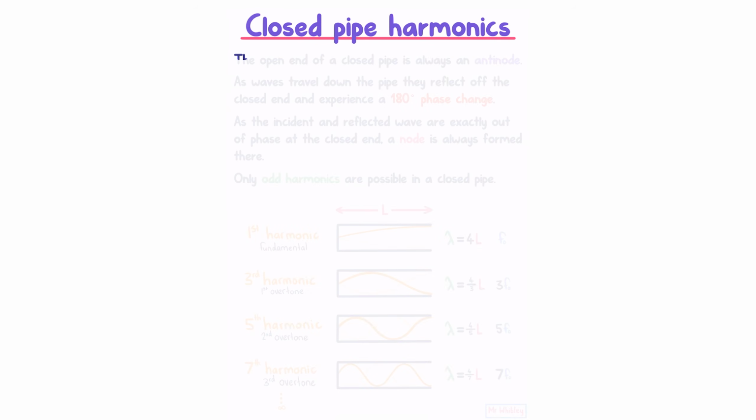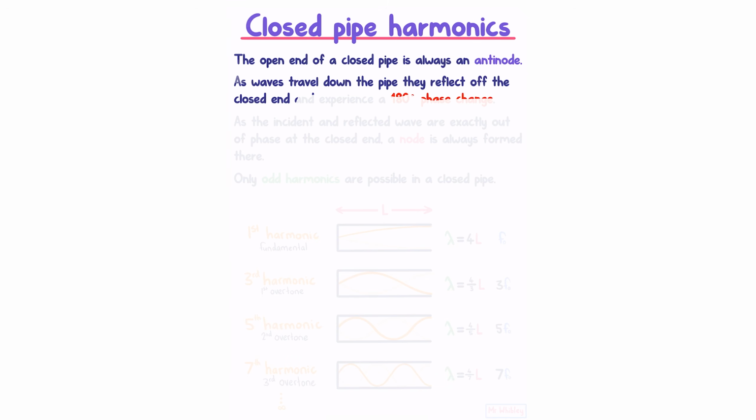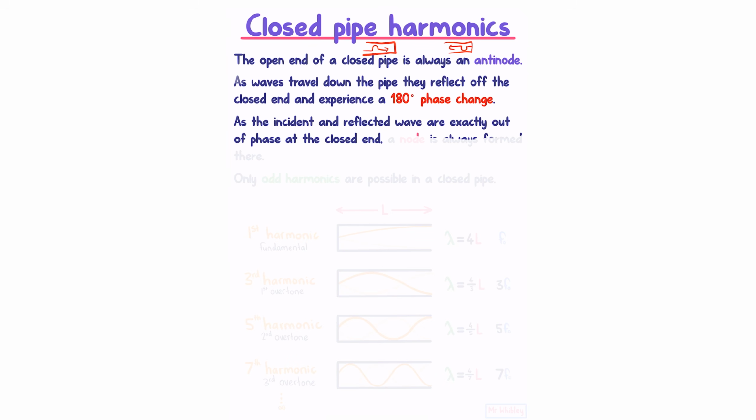Closed pipe harmonics. The open end of a closed pipe is always an antinode. As waves travel down the pipe, they reflect off the closed end and experience a 180-degree phase change. That is to say, if we have the end of our pipe and a wave coming down like this, as it rebounds off the end, the wave is going to invert, undergoing a 180-degree phase change. As the incident and reflected waves are exactly out of phase at the closed end, a node is always formed there. And furthermore, only odd harmonics are possible in a closed pipe, for reasons that I'll go into in the next section of notes.